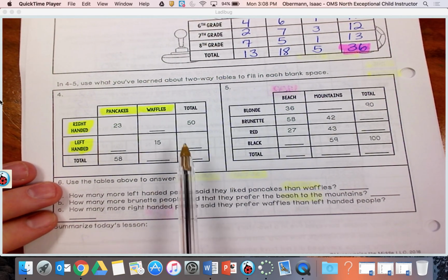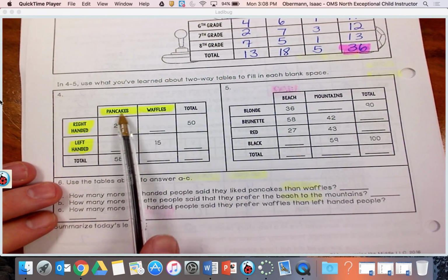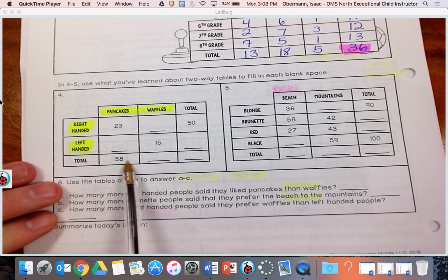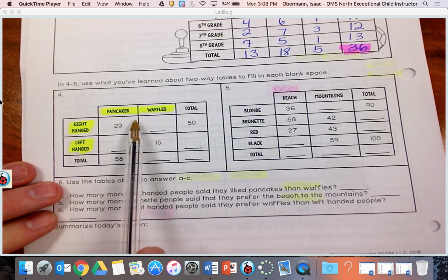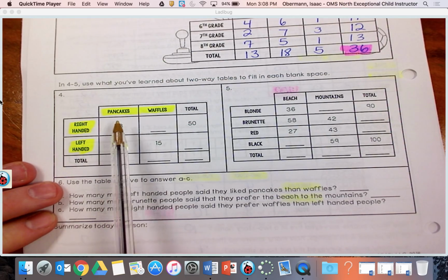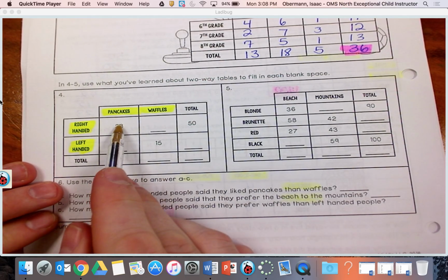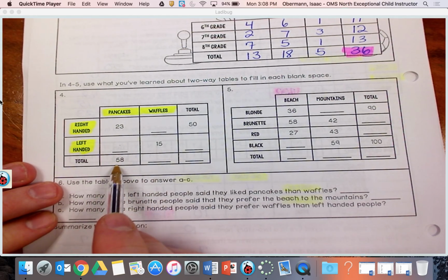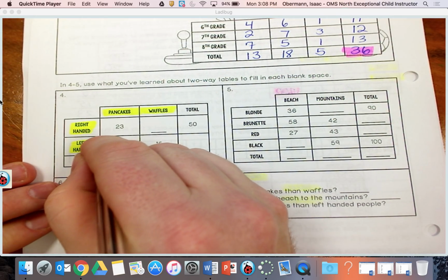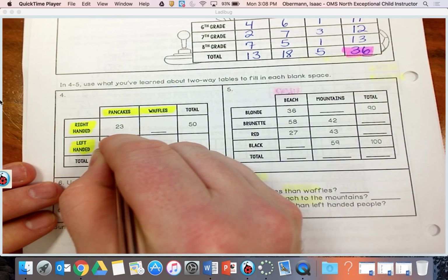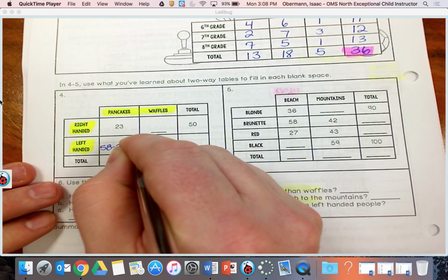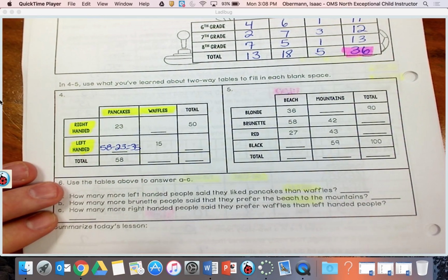So in this case here, you have, okay, I have pancakes, and my total is 58, and I know 23. So what can I use 58 and 23 to get this answer? Well, if I added these two to get 58, I'm going to need to subtract those two to find out what I got. So I'm going to subtract those, and when I do that, I end up getting 35.